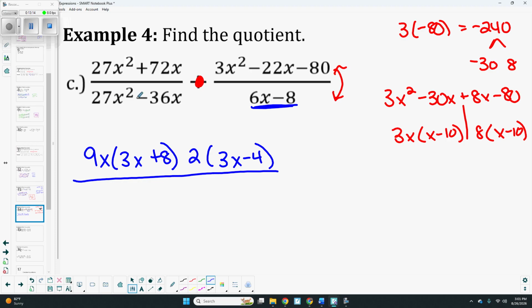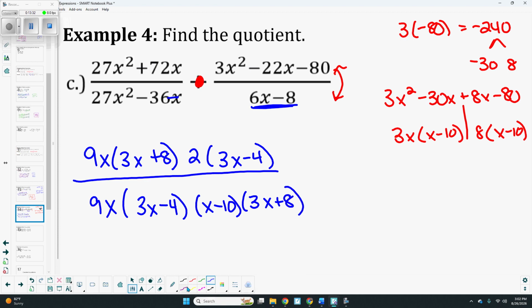Denominator, so here there's again a GCF of x, and 27 and 36, again that's 9 that goes into both. So that's a 3x minus 4. And then from factoring that before, we have x minus 10 and 3x plus 8. So the 9x's cancel. 3x plus 8's cancel. 3x minus 4's cancel. And I'm left with 2 over x minus 10.